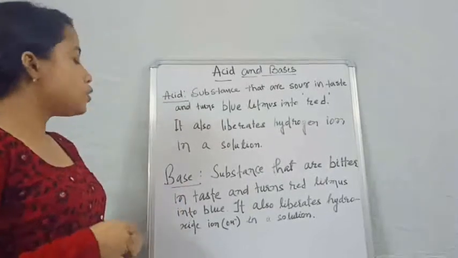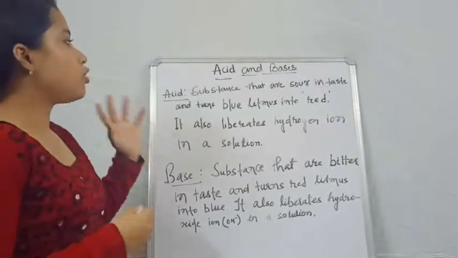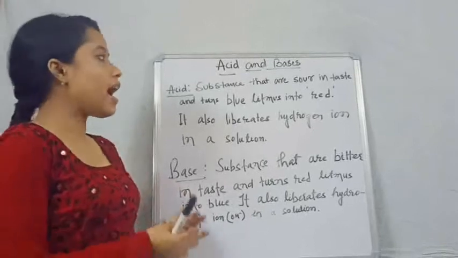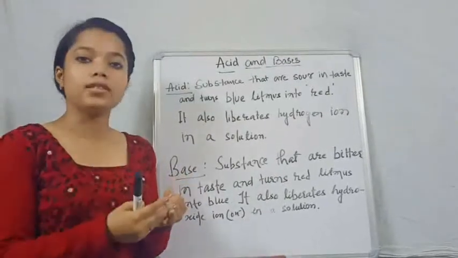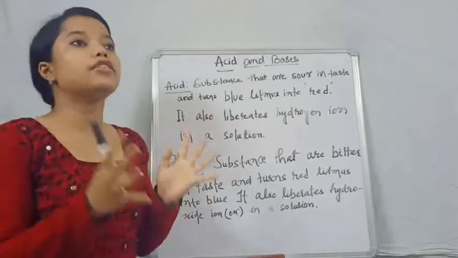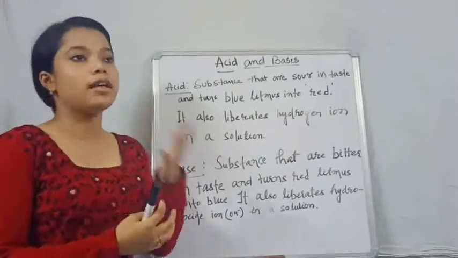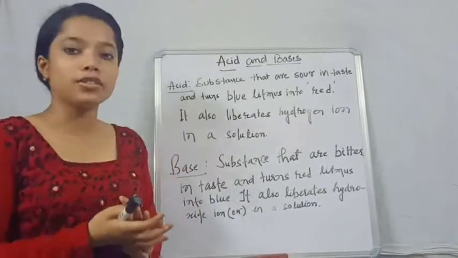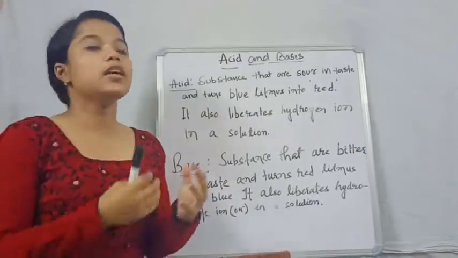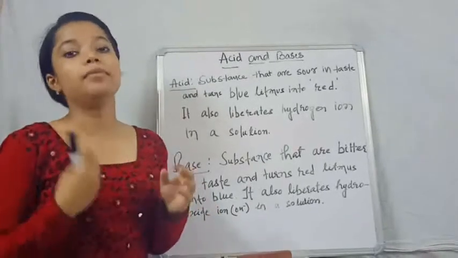In this chapter, or in this topic you can say, I'm going to teach you about what are called acids, what are bases, what are indicators, and different kinds of equations and mechanisms, including types of reactions, and at the end I will be concluding the chapter with the pH scale.